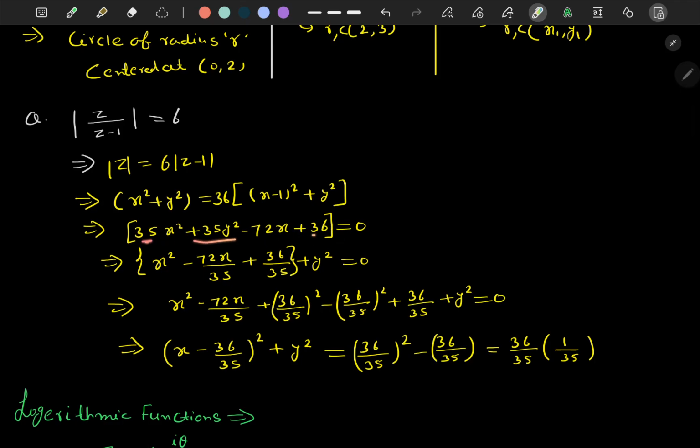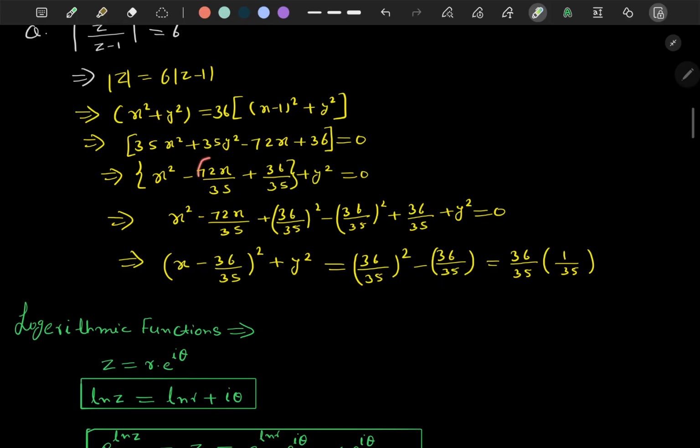Here 35 will be divided with all these factors. So we have the coefficient of x as 72 by 35. Just halve it, so half of 72 by 35 is 36 by 35. Now add and subtract this term. When you add and subtract this term, it goes like this: x minus 36 by 35 whole square, and when you solve it, it goes like this. So what is it representing? It is representing a circle with radius under root 6 by 35, and the center of the circle is 36 by 35 comma 0.